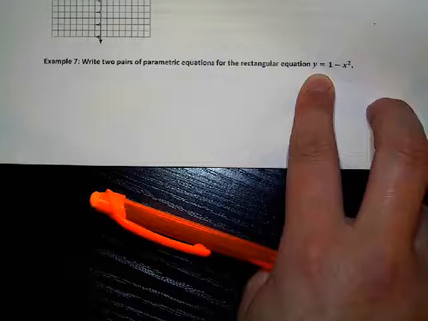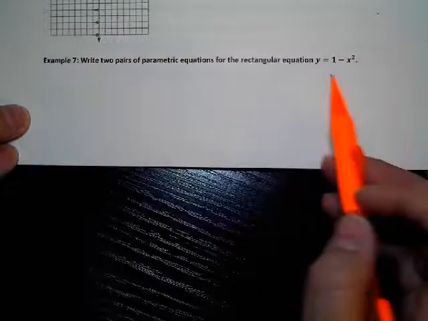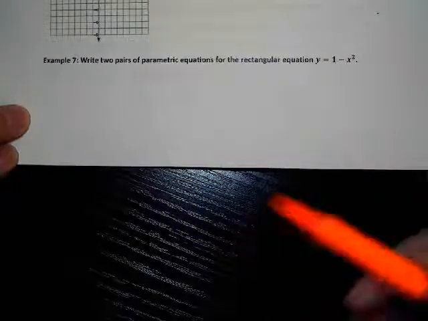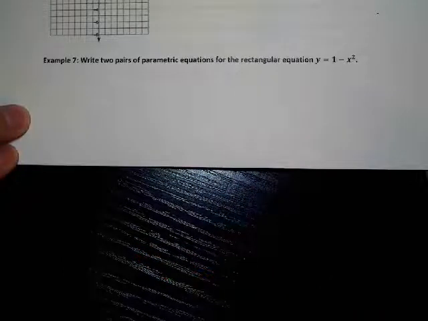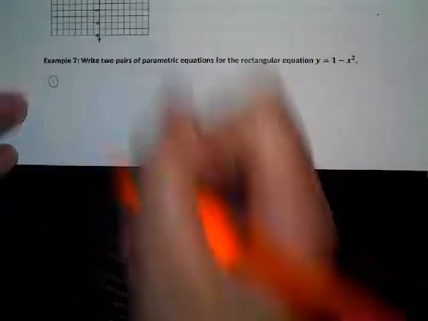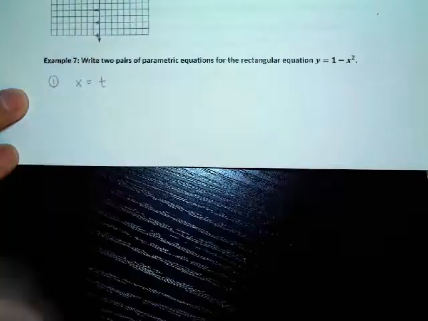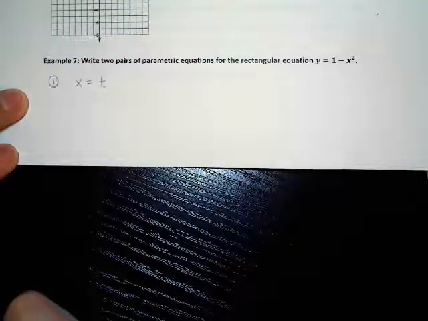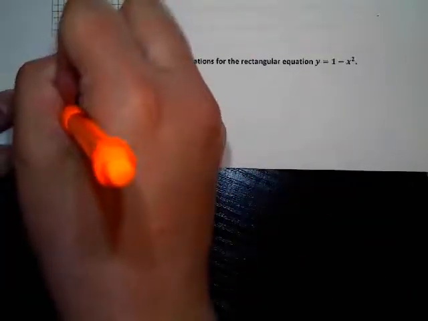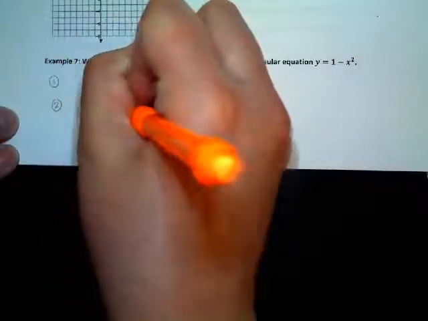Okay, so write two pairs of parametric equations for the rectangular equation y equals 1 plus x squared. The goal is to have two equations, one that is x of t, one that is y of t. For this one, the easiest way to write the equation is to say the first one is going to be x equals t. That's the first one I could write that would be super easy. And so then if your x is t, then your y would then be 1 minus t squared.